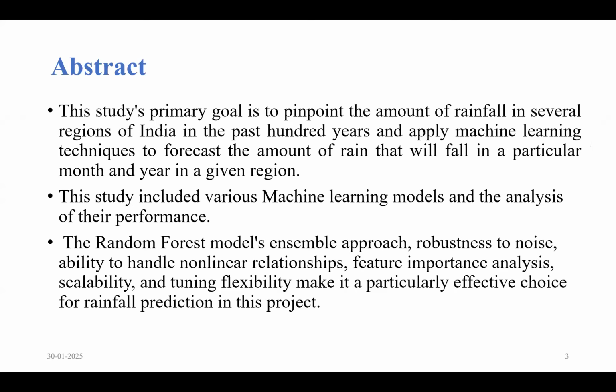Let's begin with the abstract. The goal of this study is to predict the rainfall across different regions of India using machine learning techniques. We analyzed over 100 years of historical rainfall data from 1901 to 2022 and tested five different ML models to find the most effective one. Random forest emerged as the best performing model due to its ability to handle complex and non-linear data. This research can help farmers optimize crop planning. It helps government agencies improve water resource management, and it also helps disaster management teams predict and prepare for extreme weather conditions.